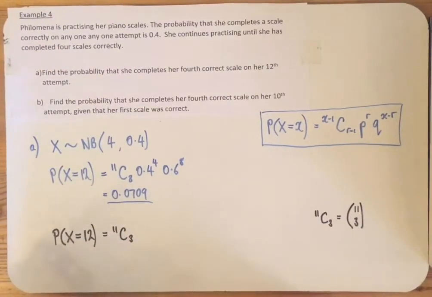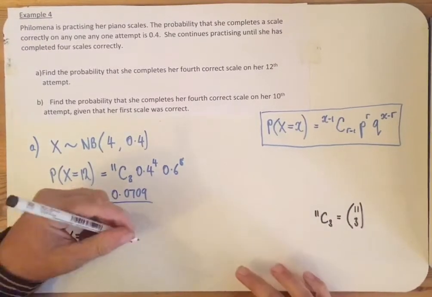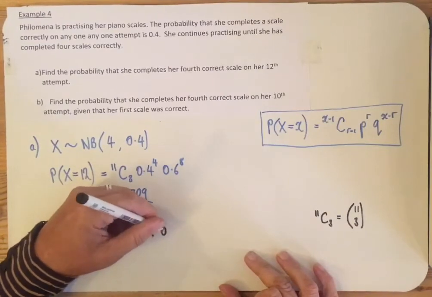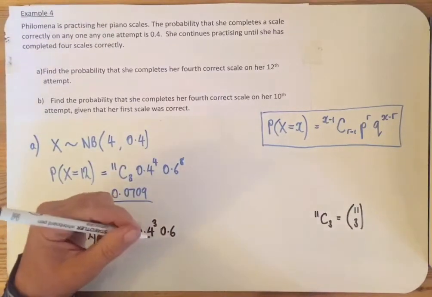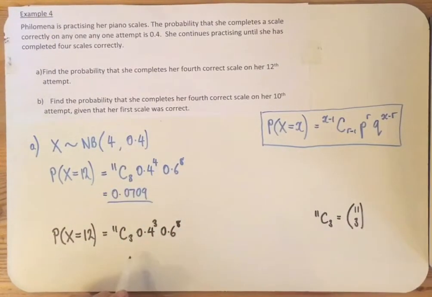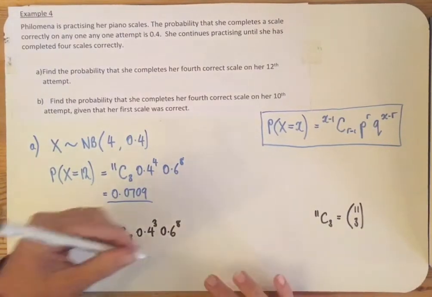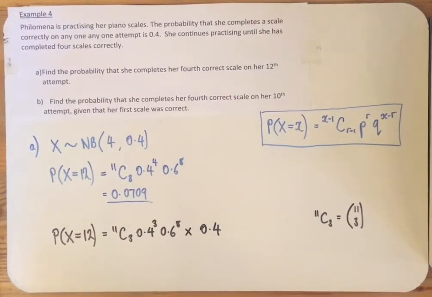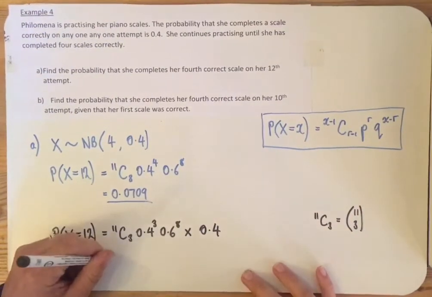So this is your binomial bit. 0.4 cubed, 0.6 to the power 8. So it depends how comfortable you are with that binomial formulae. So that's that she does 3 scales correctly in the first 11 scales, so exactly 3 correct. And then we want the 4th one to be on her 12th scale. And I find it easier to use that logic than plug into there, but totally up to you with that.